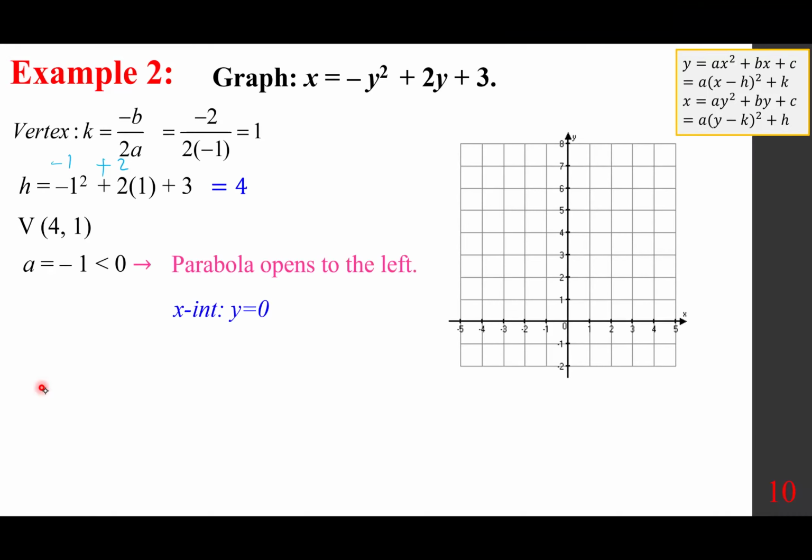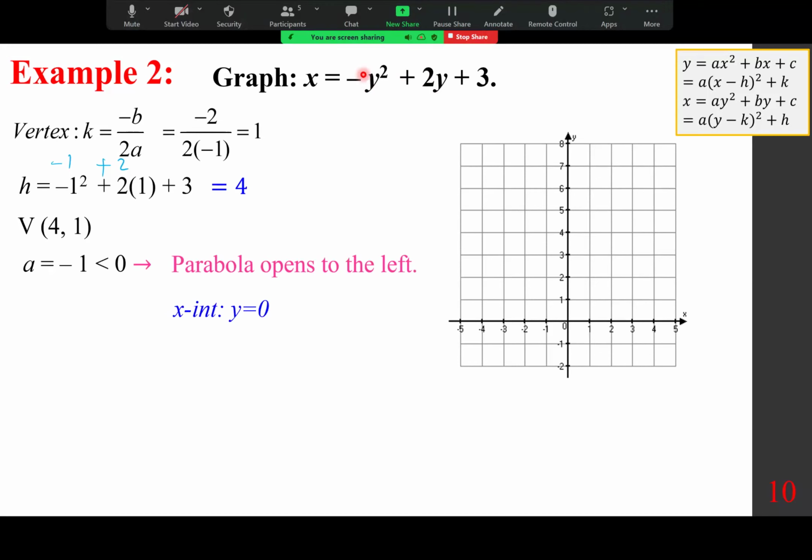To find the x-intercept, you set y equal to 0. When y is 0, x becomes 3, and therefore you have (3, 0). To find the y-intercept, you set x equal to 0.